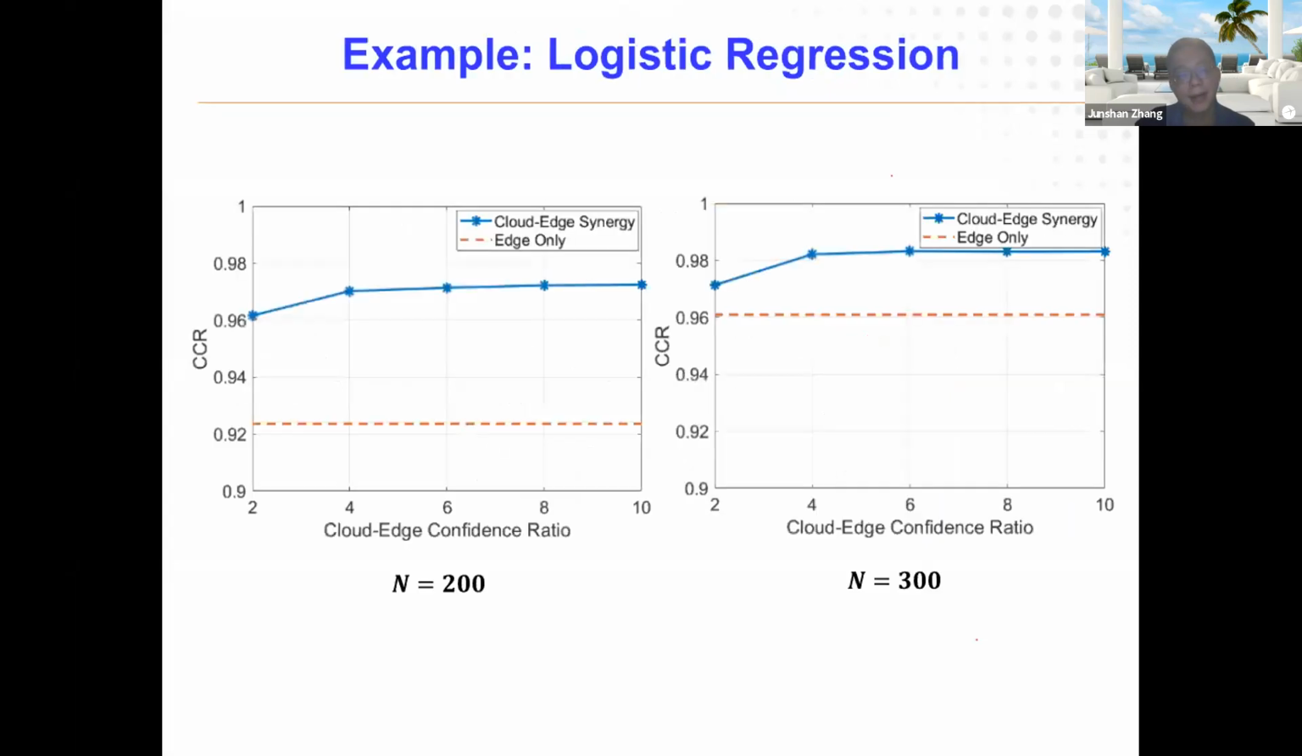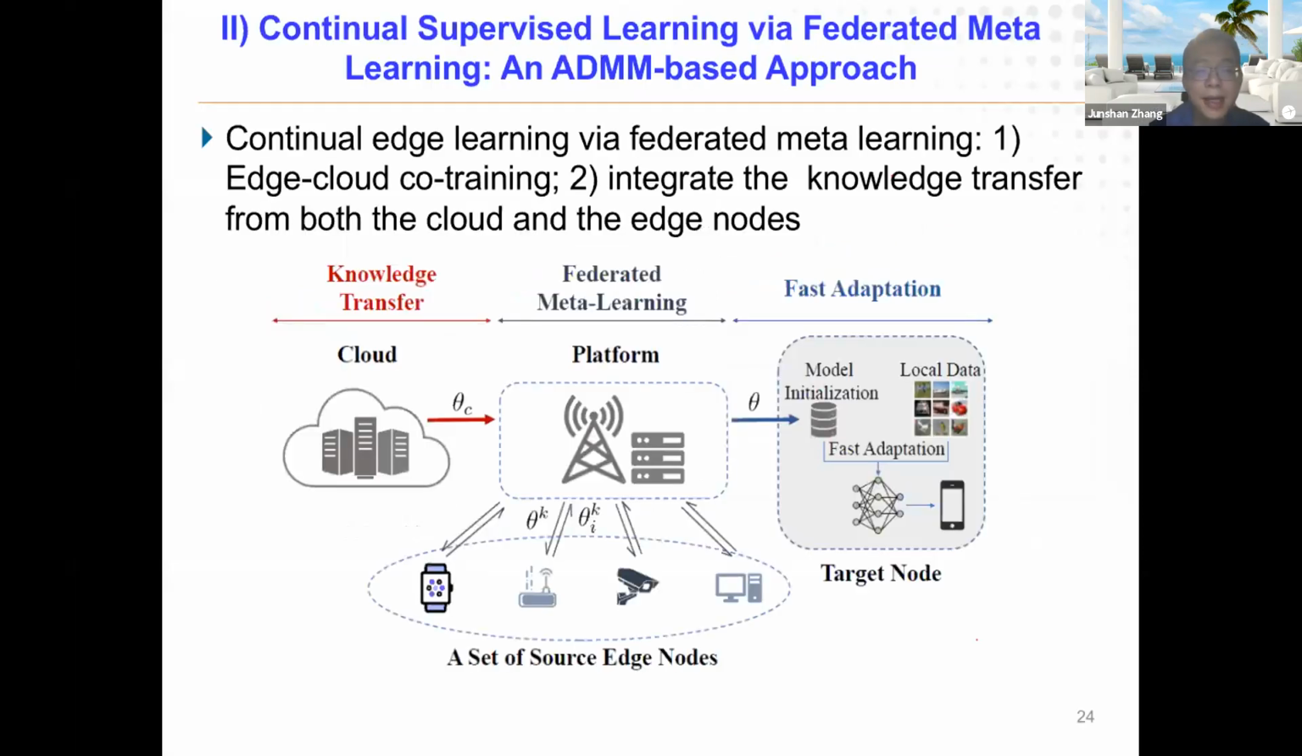So I can show you quickly some experimental results. We apply this method to logistic regression, and these experiments give us a nice gain when we use this edge-cloud synergy compared to edge training only. So in the interest of time, let me just zip through this, and then we move on to the second formulation. In the second formulation, we look at continual supervised learning by using federated meta learning.